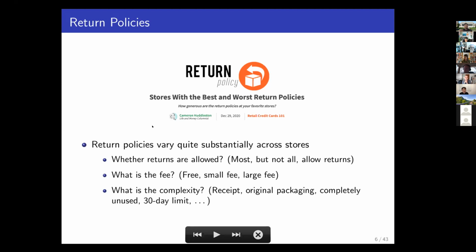And then there is one thing which I call the complexity of a return contract, which is things like, you need the receipt, and maybe you also need the original packaging. Maybe the product should be completely unused and as new, and you should return it within 30 days, and you drop it off here, right? So you can make it more and more complex, and that varies too. That is where we see the most variation across different sellers: what are the clauses associated with the return policy.